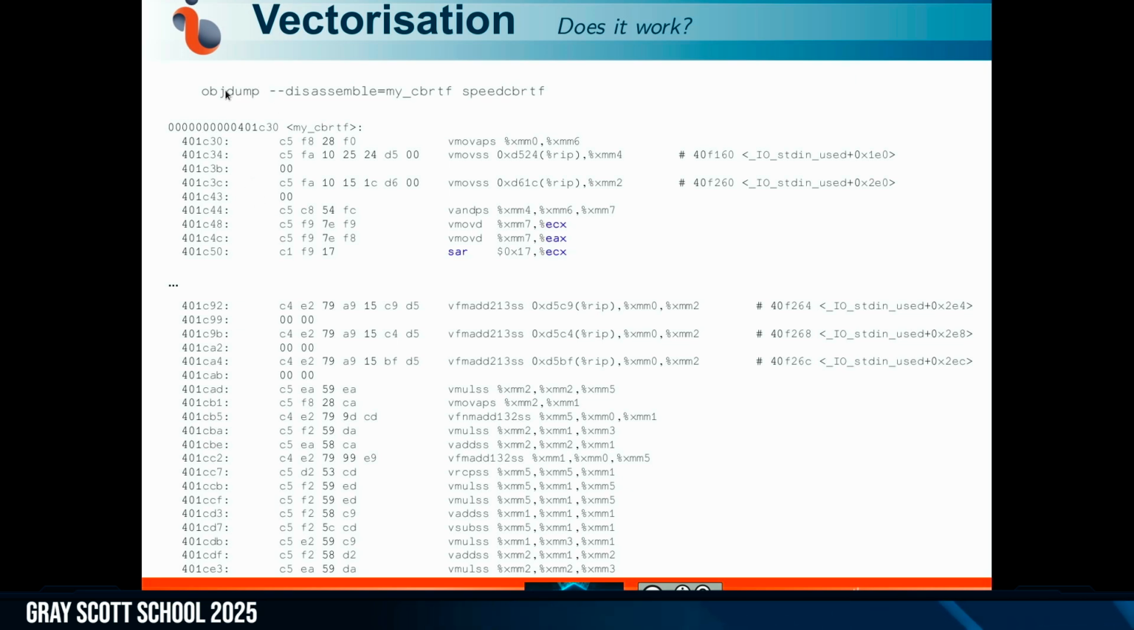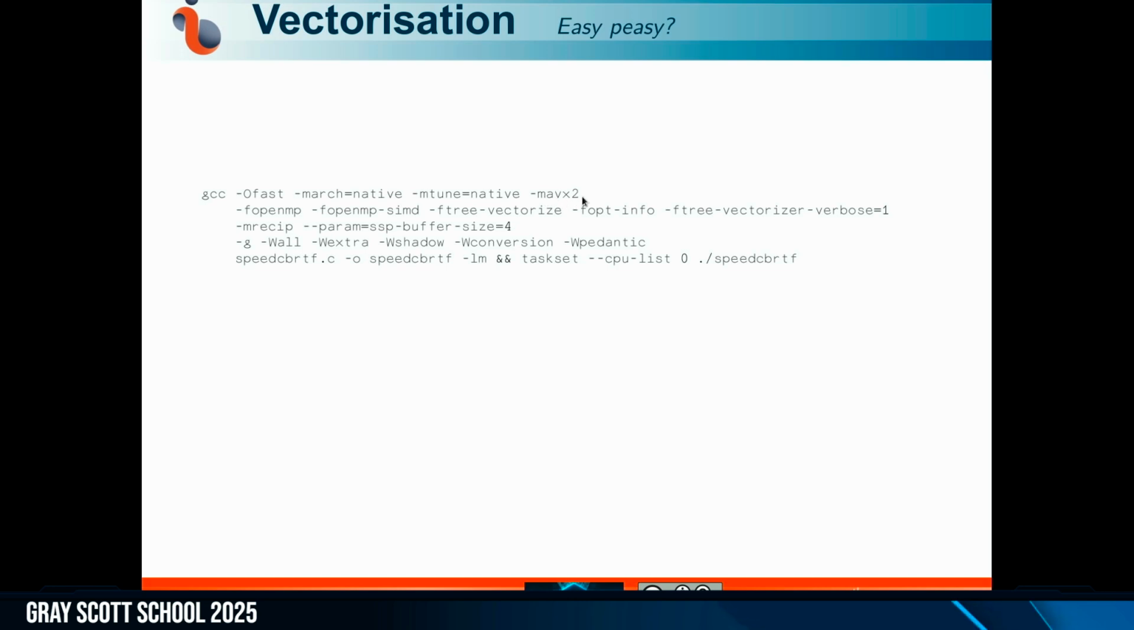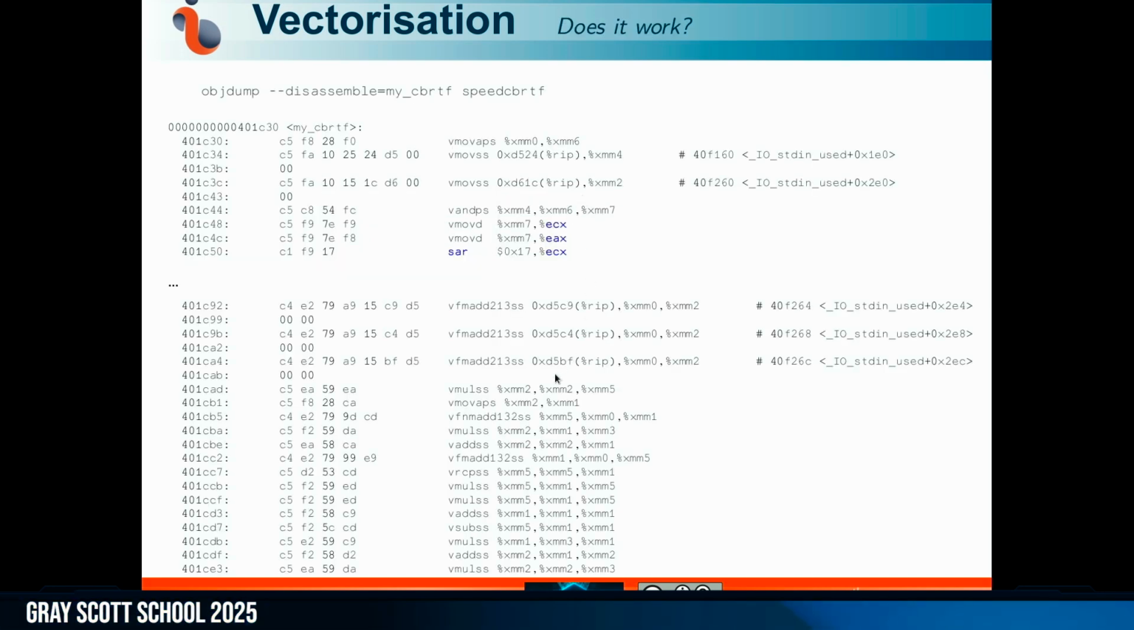So we look at the objdump, asking for disassembly, and we see a lot of V. So maybe it has been vectorized, but in fact, no. No, because we have scalar and not packed instructions. What is more, we wanted AVX2, and we see that the registers are only XMM, which is not good news.